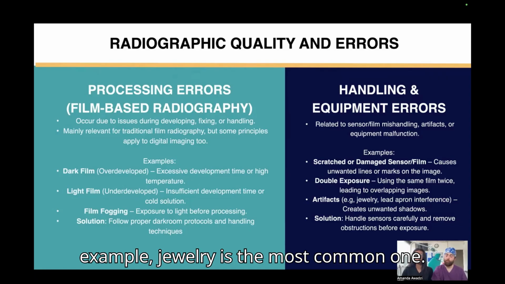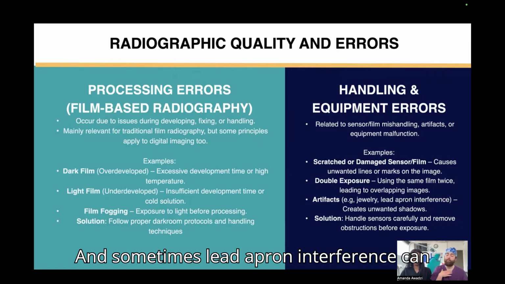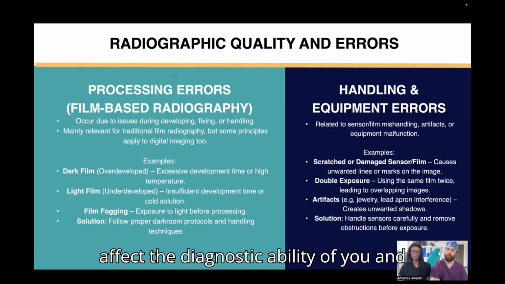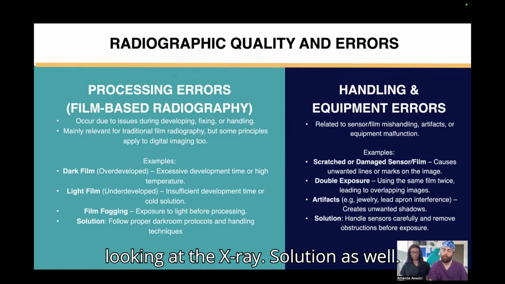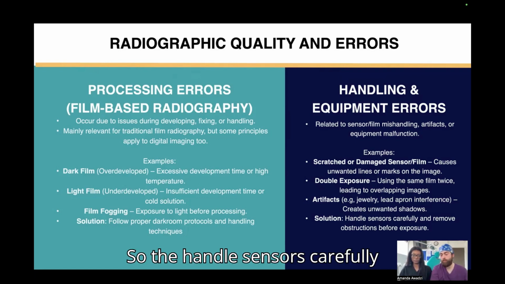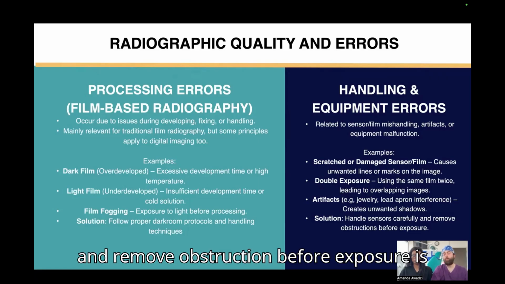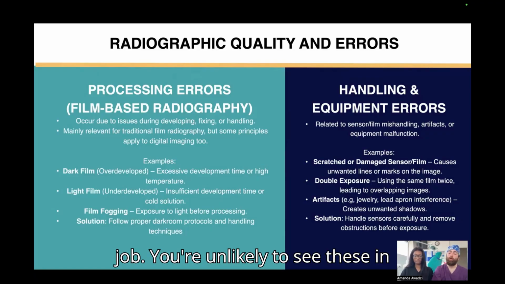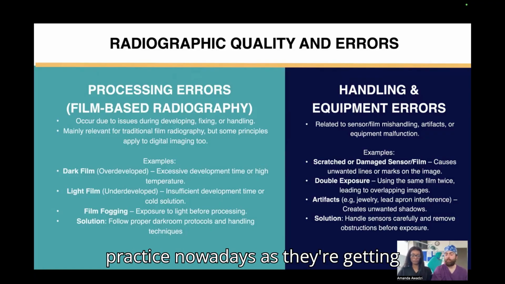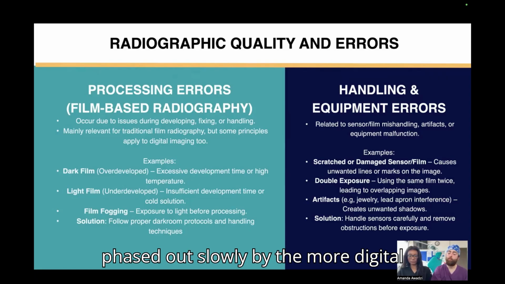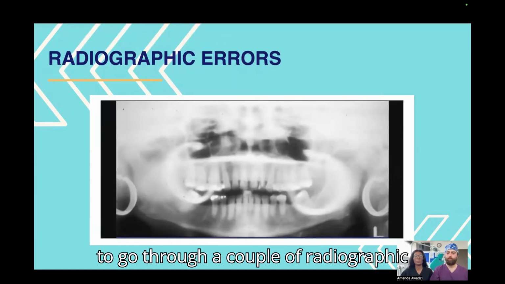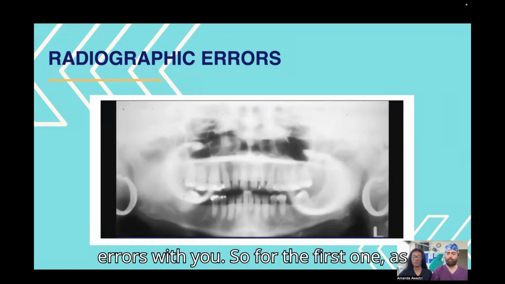Another main type is artifacts. For example, jewelry is the most common one, and sometimes lead apron interference can create unwanted shadows, which can affect the diagnostic ability of you looking at the X-ray. The solution as well: handle sensors carefully and remove obstructions before exposure, which is very important to make sure you do a good job. You're unlikely to see these in practice nowadays as they're getting phased out slowly by the more digital X-rays available nowadays.